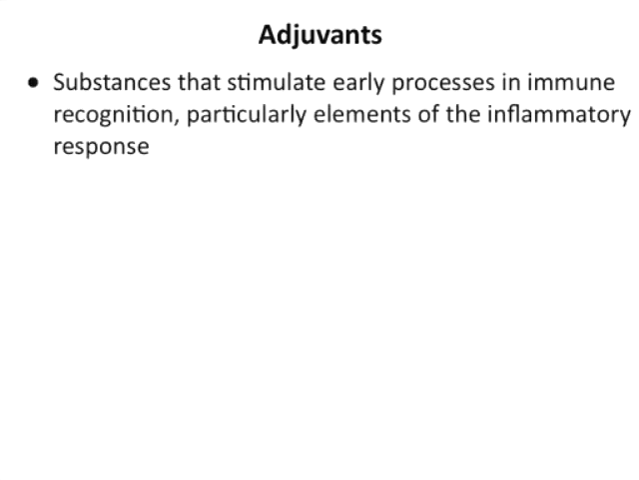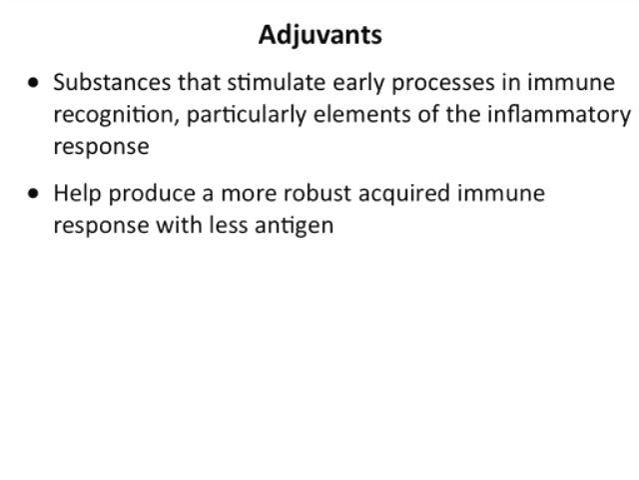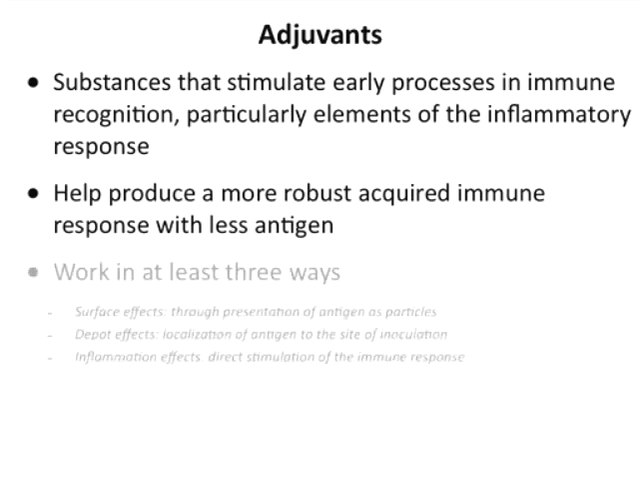So we get over this problem of not causing inflammation in subunit vaccines by using adjuvants. All right? What is an adjuvant? It's a substance that stimulates early processes, and in particular, it makes a good inflammatory response. So where a subunit vaccine by itself doesn't cause good inflammation, you mix it with an adjuvant, and it will. And so it makes a better acquired response, and oftentimes with less antigen.